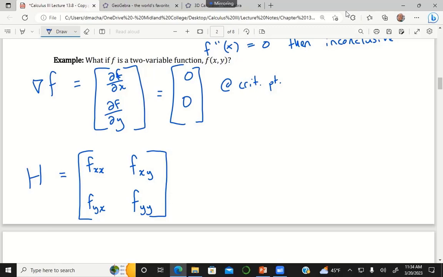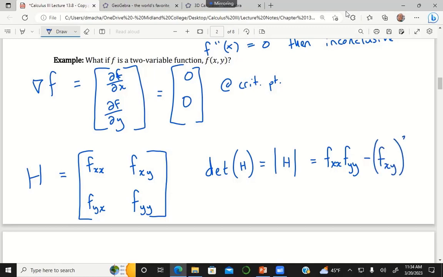And so if I talk about the determinant of this Hessian matrix, and sometimes we use the absolute value symbols to talk about the determinant, the determinant is going to be the second partial with respect to x times the second partial with respect to y minus the mixed partial derivative squared.